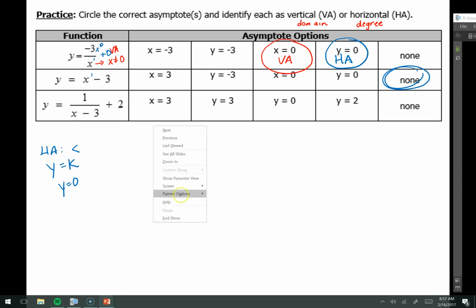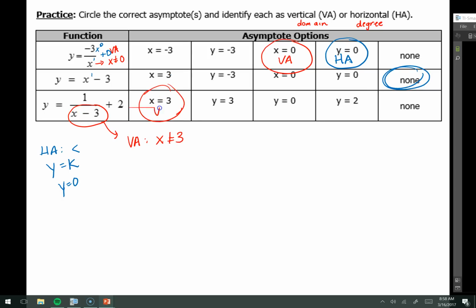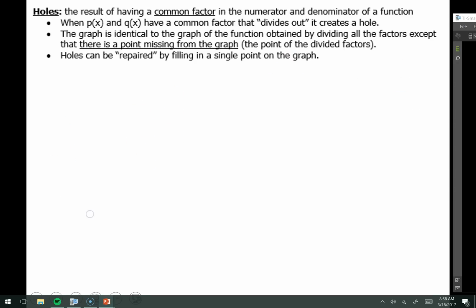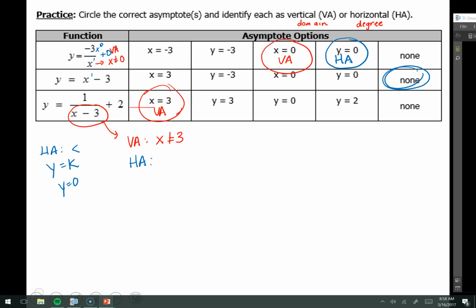All right, let's look at this last one now. I'm going to switch my color back to red. The vertical asymptote happens where there is a domain restriction. So for our vertical asymptote, x is not going to be allowed to equal 3 because that would give us 0 in the denominator. So this one is our VA. And then if we look at our degree to figure out our horizontal asymptote, the degree for this one is another less than because the degree in the denominator is 1. The degree in the numerator is 0, so that means it's a less than, which means we're looking for y equals whatever k is. And in this one, we do have a k.